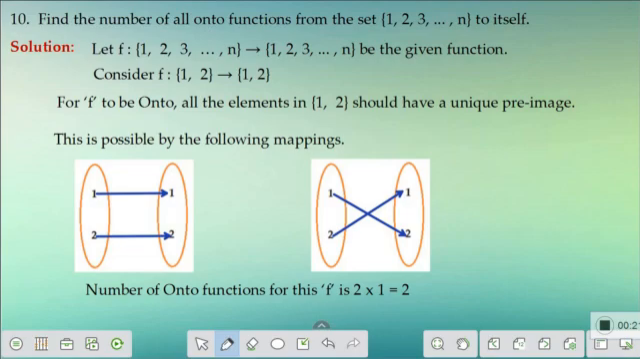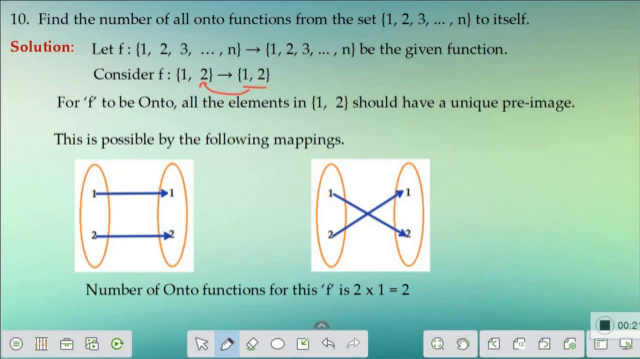So to start with, let me consider f from the set {1, 2} to the set {1, 2}. Now, if at all f should be onto, every element in the codomain set should have a pre-image in the domain set. So I need to find out all the pre-images of the elements in the codomain. Now, instead of writing it as normal text, it'll be easier for you if I put it in a diagrammatic manner. So here I have represented the mappings by diagrams. You can see the diagram here.